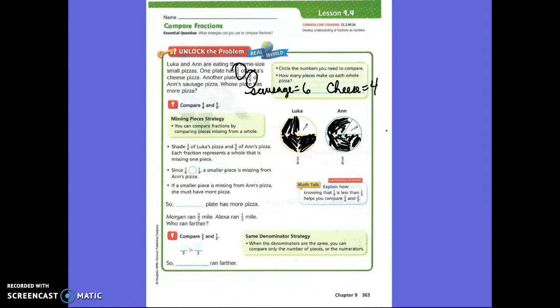Is 1/6 greater than or less than 1/4? Savannah? Yes. 1/6 is less than 1/4. A smaller piece is missing from Anne's pizza. If a smaller piece is missing from Anne's pizza, then she must have more pizza. So whose plate had more pizza?